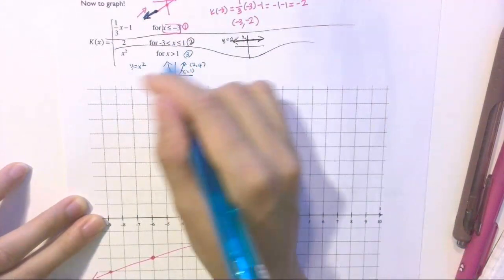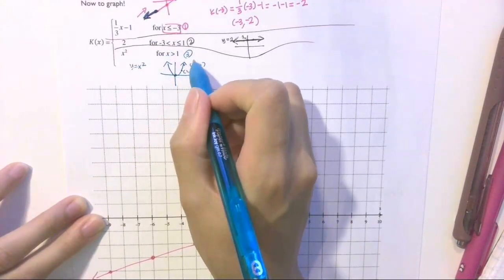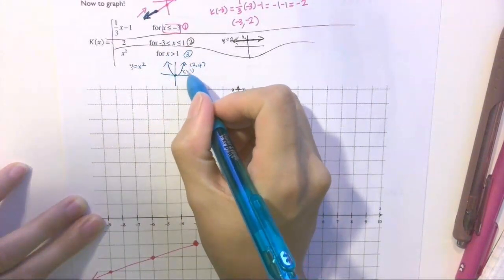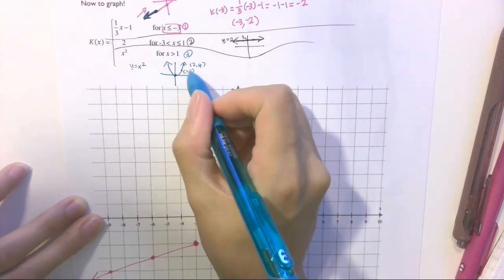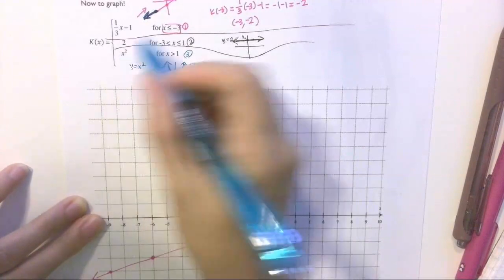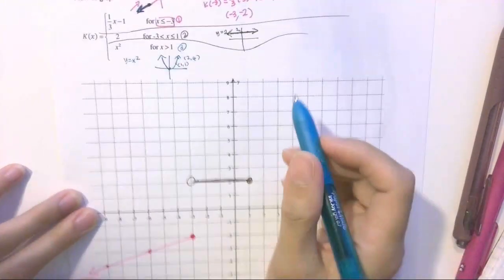Okay, but we're not graphing the whole thing. We're only graphing when x is greater than 1. So I need you to find where x is 1. When the x value was 1, what was the y value? 1. If you did not know that, you can take that 1 and plug it into x here. The y value is 1.